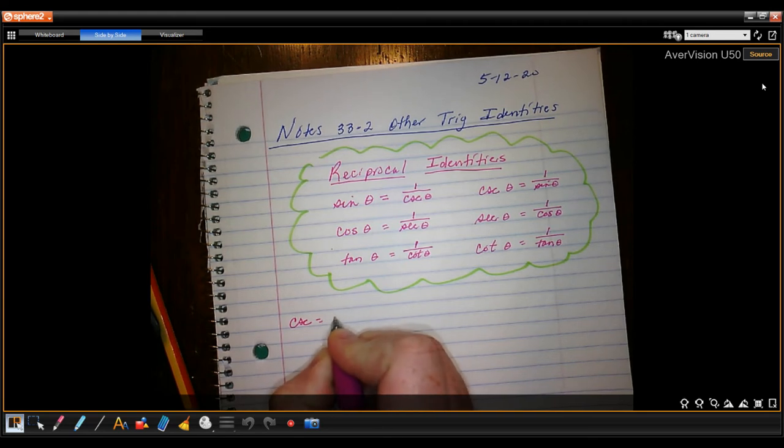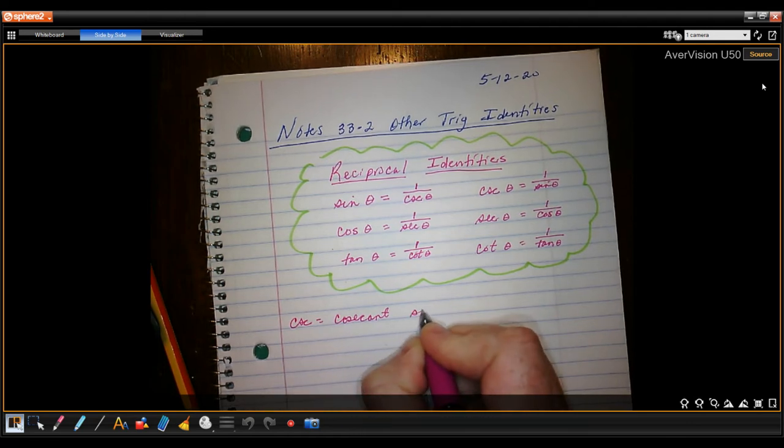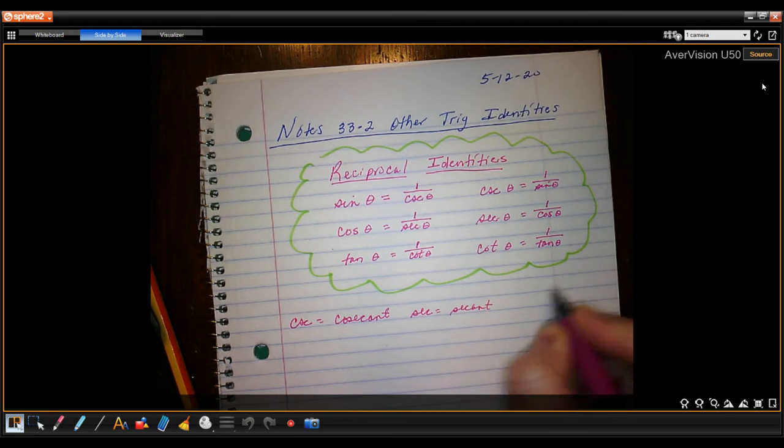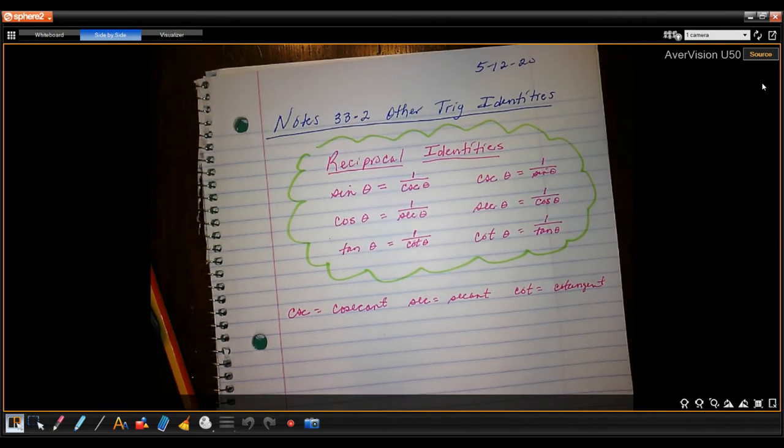I can't remember. I think you learned this in geometry. This is why I wish we were in class, because then you could tell me, because I don't remember. But I think you do. So there we go. It's secant, cosecant, cotangent.